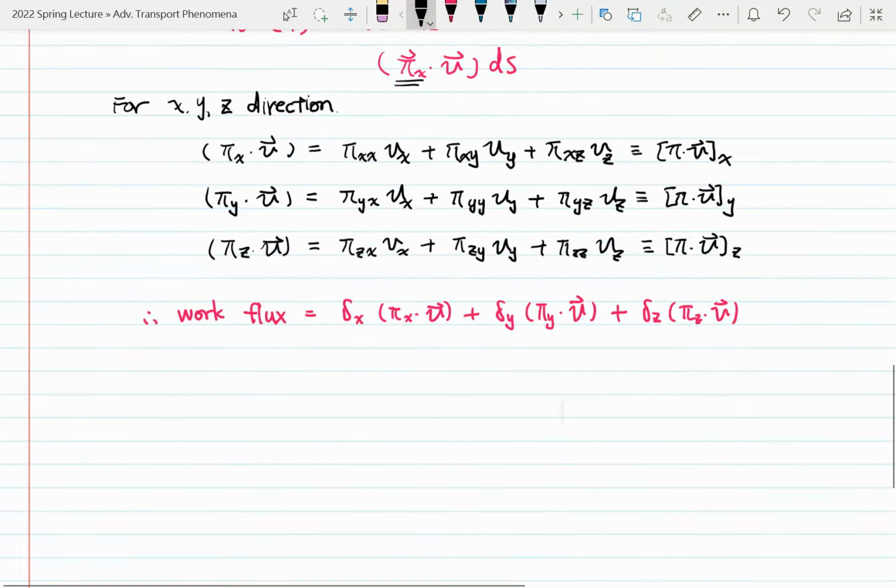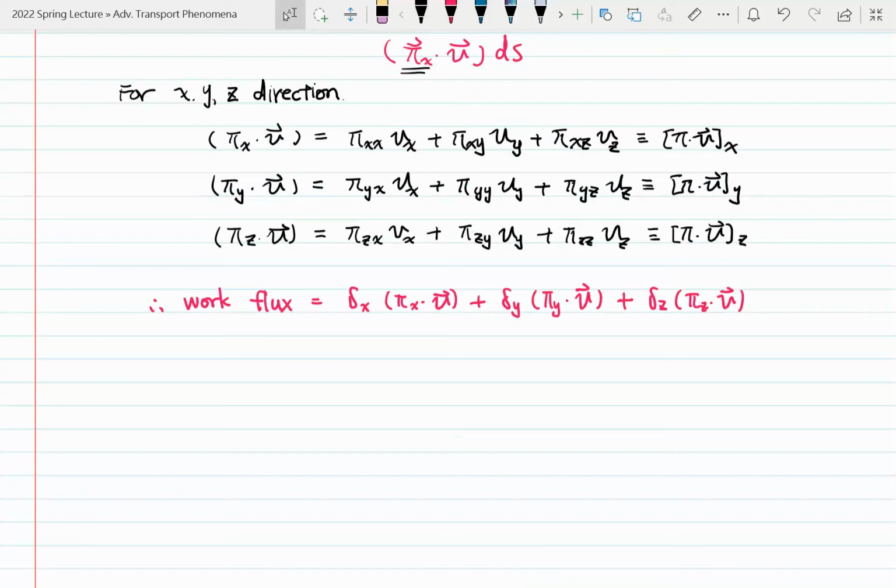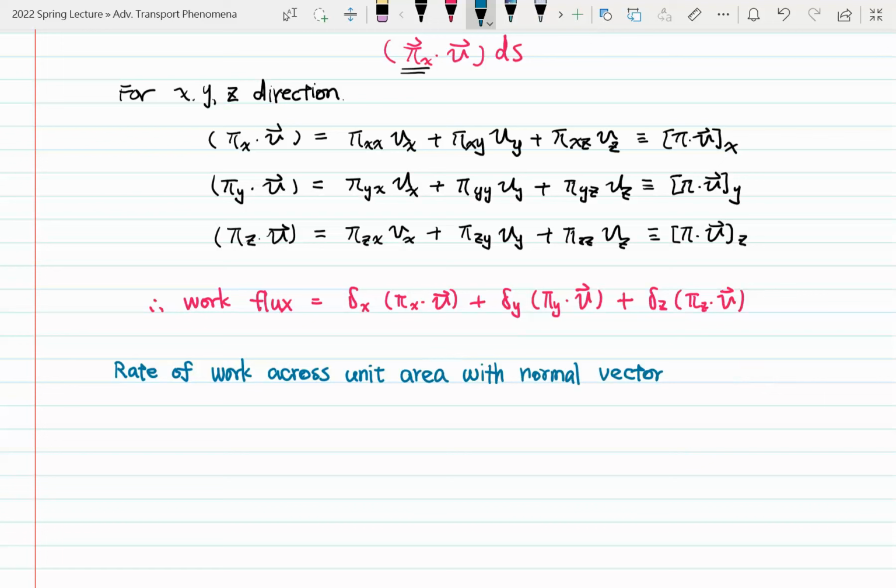Okay, so again, let's write that down. So the rate of work across a unit area with normal vector n is going to be n dot pi dot v.